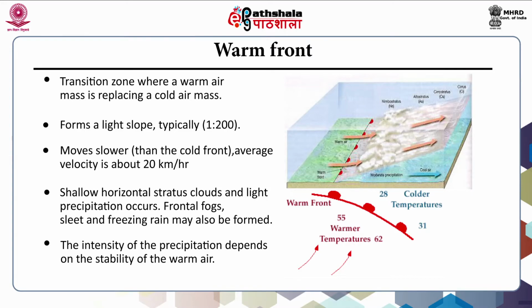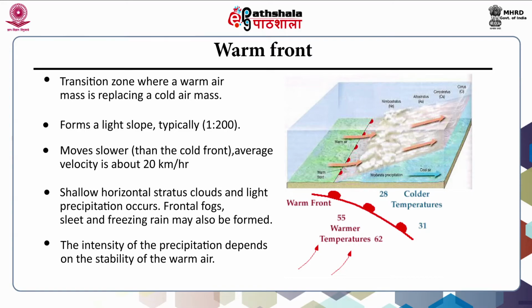Frontal fogs may occur as falling raindrops evaporate in the colder air near the surface. Sleet and freezing rain may also be formed. The intensity of precipitation depends on the stability of the warm air. If the warm air is conditionally unstable, thunderstorms may develop over the warm front. If the warm air is stable, the clouds will be layered. If the temperature in the cold air is freezing or below freezing, ice pellets, snow or freezing rain may occur.